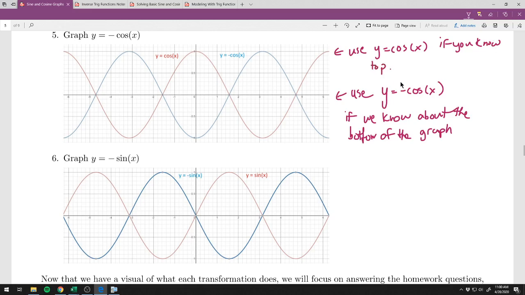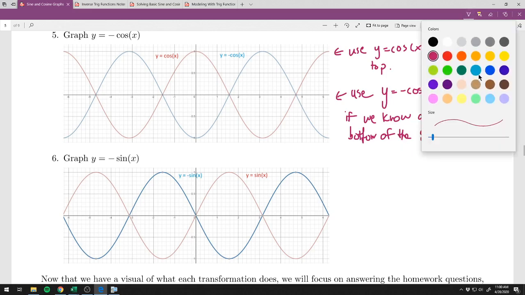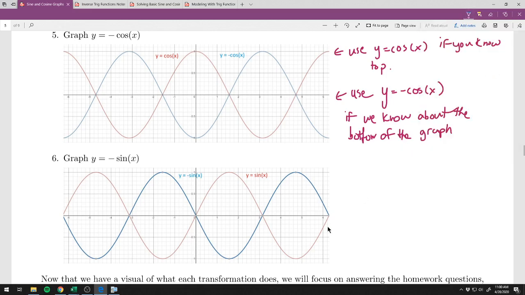And once again, this will make more sense when we get there. What if I relate it back to the temperature stuff? If you know the high temperature when that occurs, you're going to use cosine of x. If you know when the low temperature occurs in these word problems, you're going to use negative cosine of x. Now, when you know the average or middle temperature, that's when you use sine.